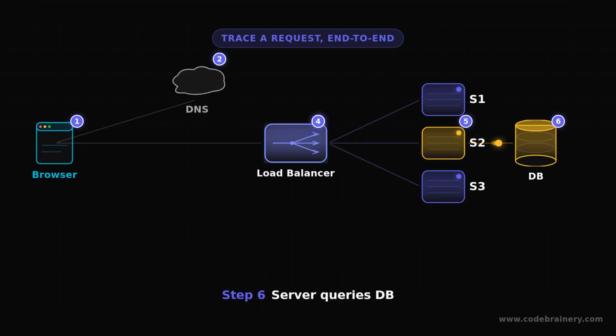Step 6. Server 2 does the actual work. Runs your application code, maybe queries your database, builds the response. Step 7. Server 2 sends the response back through the load balancer. Step 8. The user sees the page. From the user's perspective, they made one request and got one response. They have no idea 5 servers exist.